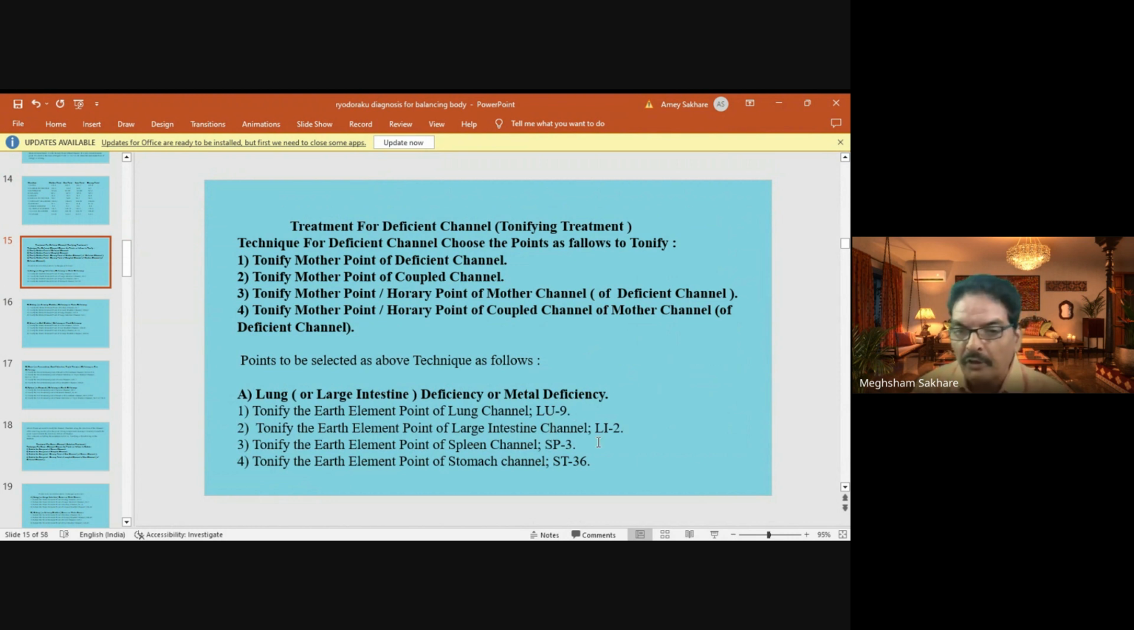Out of these 4, for the lung system, Lung 9, or for the large intestine system, LI2, either one or all 4 of these points can be used. The most effective point is that channel's own point, that is Lung 9 when the lung channel is deficient, and when the large intestine is deficient, LI2 is most important. For supporting, you can use SP3 and Stomach 36.